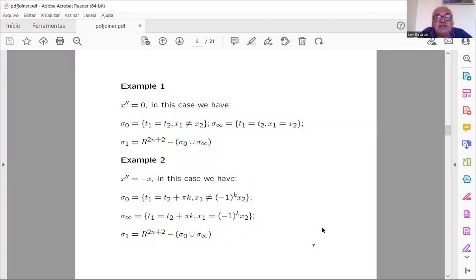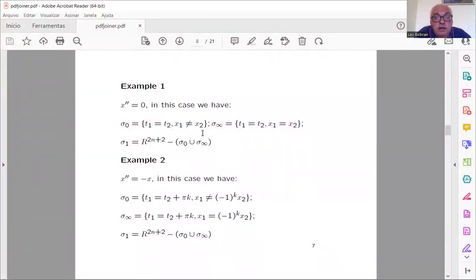Sigma infinity is the set T1 equals T2, X1 equals X2, right? And sigma R, or sigma one in this case, is just the complement of sigma zero union sigma infinity. Okay, so again, if T1 equals T2 and X1 is not equal to X2, then the boundary value problem X(T1) equals X1, X(T2) equals X2, for the equation X double prime equals zero, has no solutions, right? Just the trivial observation: if T1 equals T2 and X1 equals X2, it has infinitely many solutions. And otherwise, it has just one solution.